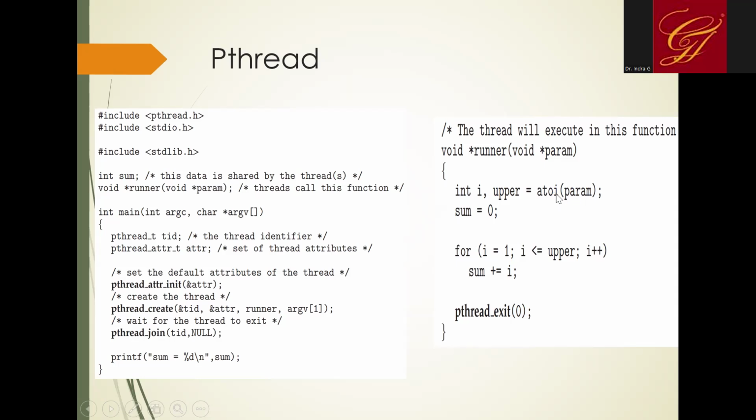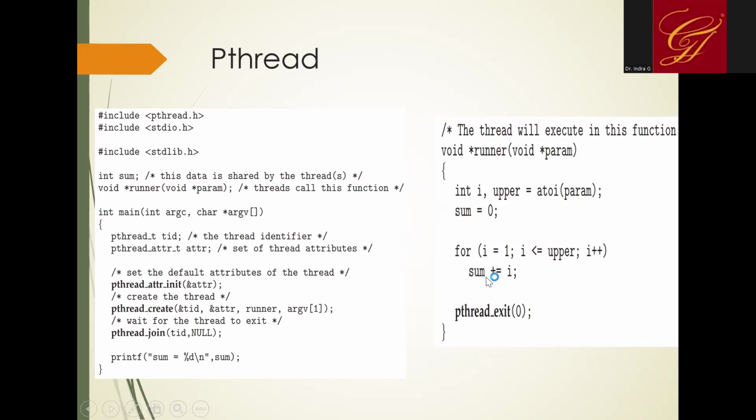The ATOI parameter is nothing but the character string that is being passed. In order to convert the array to an integer, the integer value will be stored in the upper variable. So using the for loop, the sum of n numbers is calculated. And to exit the thread, you use the pthread_exit method.